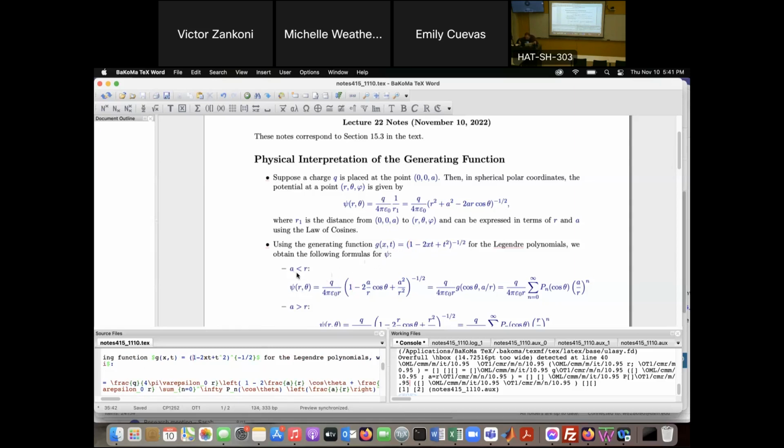So in the case where a is less than r, so the charge is closer to the origin than the point at which we're evaluating the potential, we pull out an r in the denominator. So now I have this. But this right here, if I match this to this, we're evaluating a generating function for Legendre polynomials in the case where t is equal to a over r, and x is equal to cosine theta. Within the generating function, we write that as this infinite series involving Legendre polynomials evaluated at cosine theta.